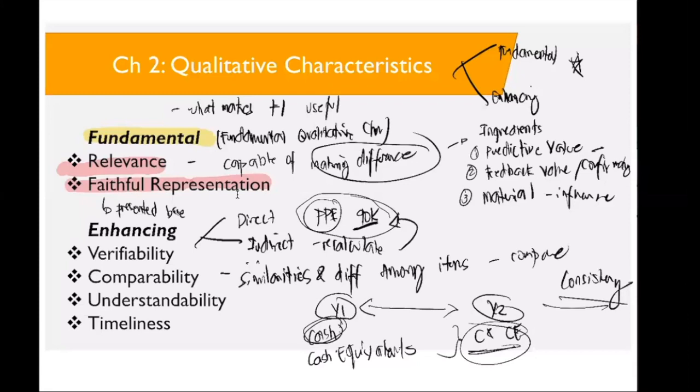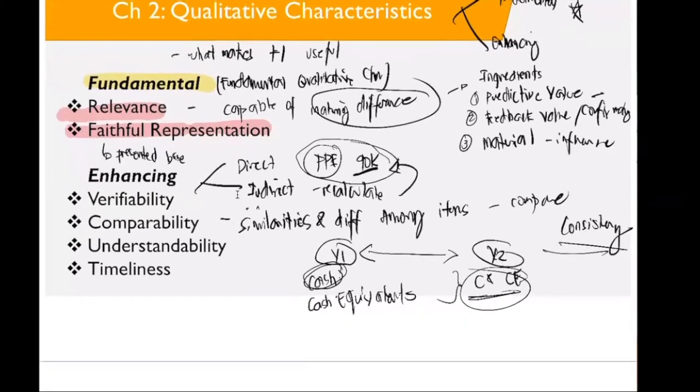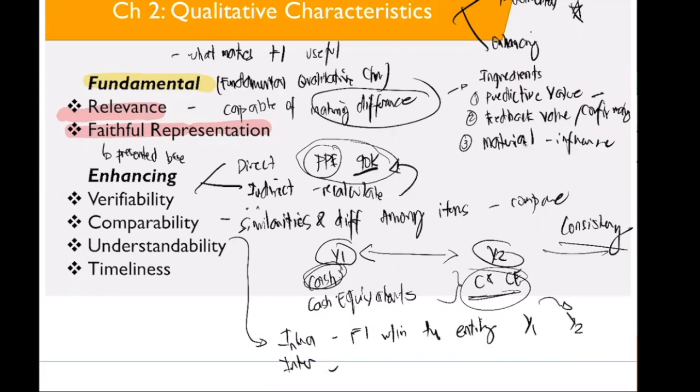Okay, so when we talk about comparability, there are two types of comparability also. So what are the two types of comparability? You have your intra-comparability and intercomparability. So when we say intra-comparability, we just compare the financial information within the entity. So you can compare year 1 to year 2, same company, because within, inside.